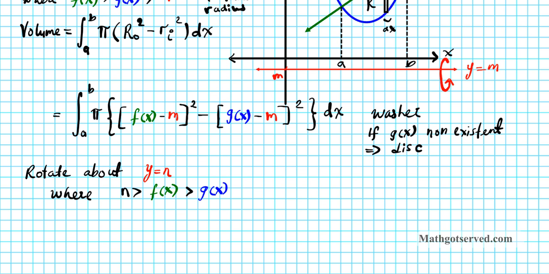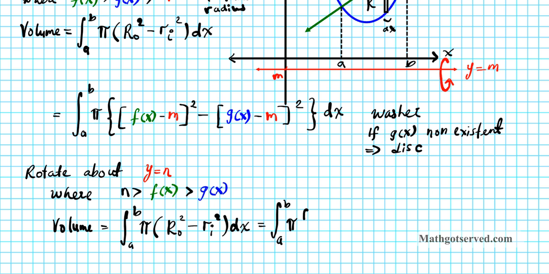All right, so the volume is going to be the integral from a to b of pi times the outer radius squared minus the inner radius squared dx. This is the standard formula for solids of revolution. Now let's apply this formula to the situation we're talking about here. So we're going to have the integral from a to b of pi.